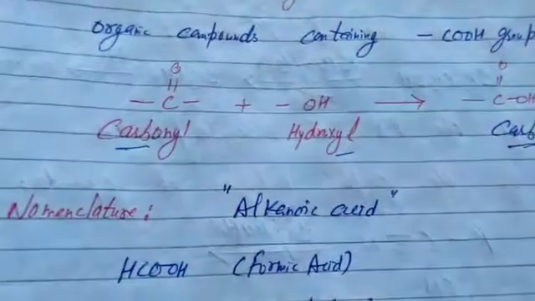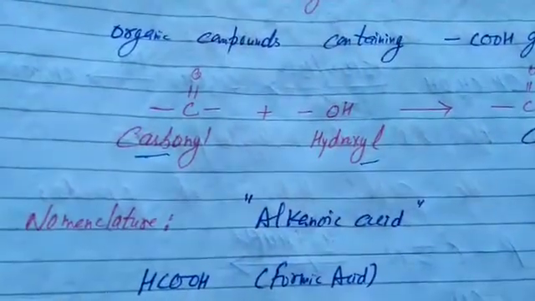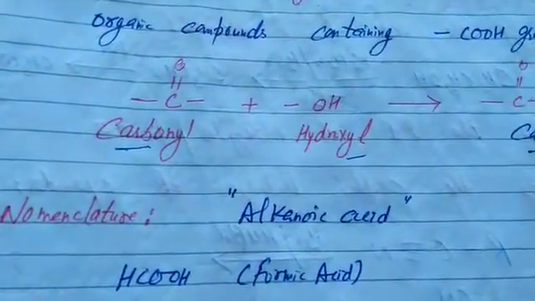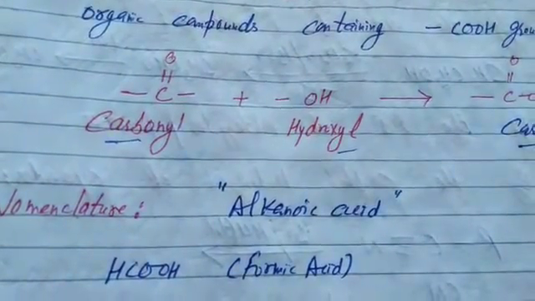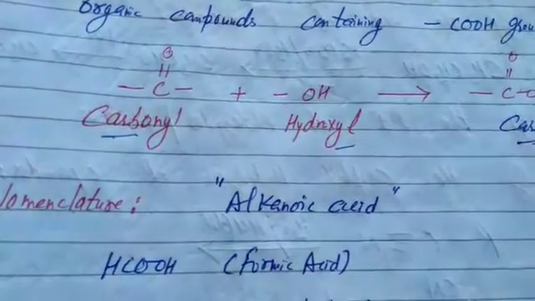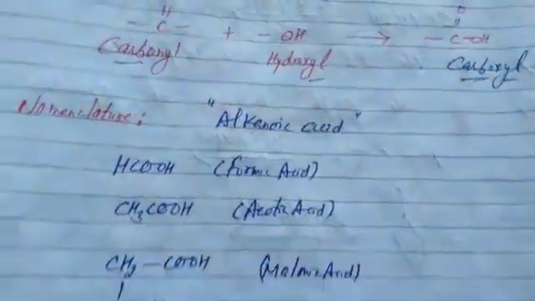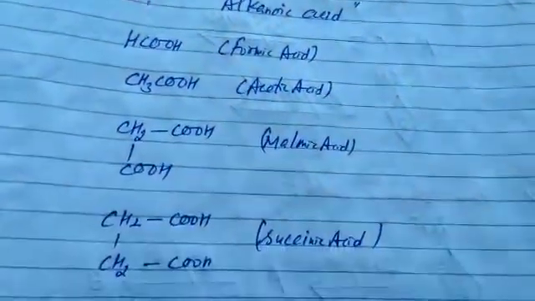Next, nomenclature. All of you know we use the term alkanoic acid. No need to mention the position because it is present always at terminal position. Alk is word root. I am mentioning the commercial names. Please do their IUPAC names.